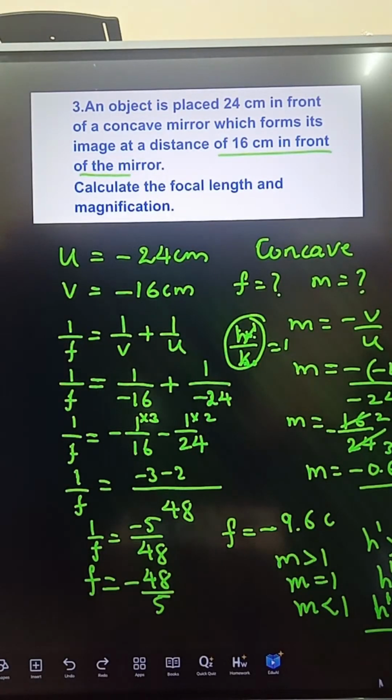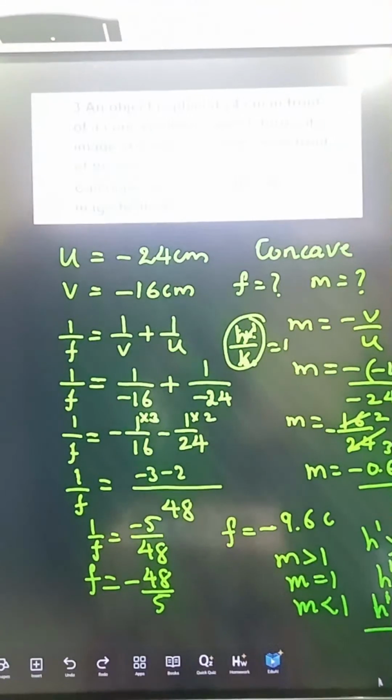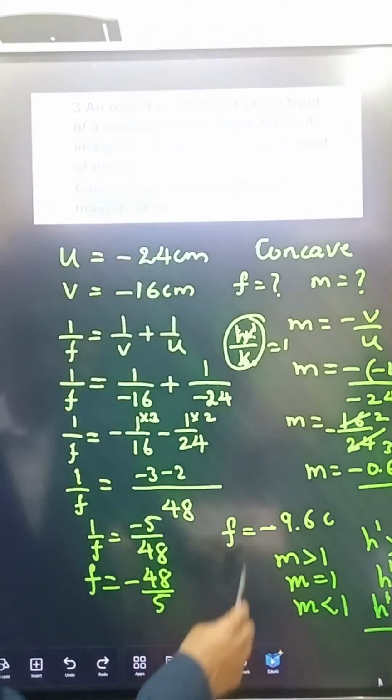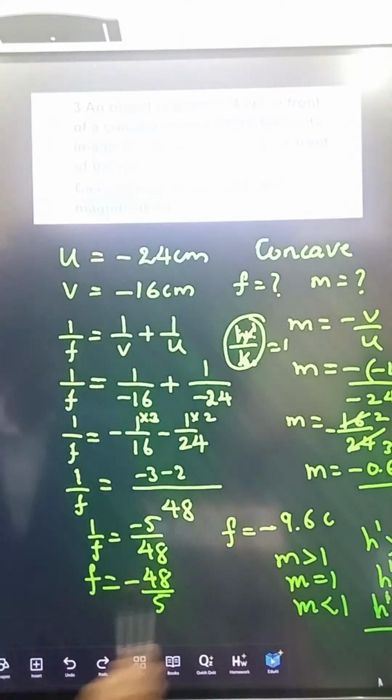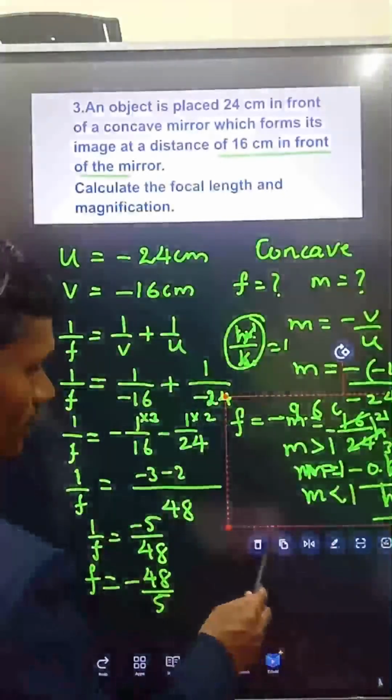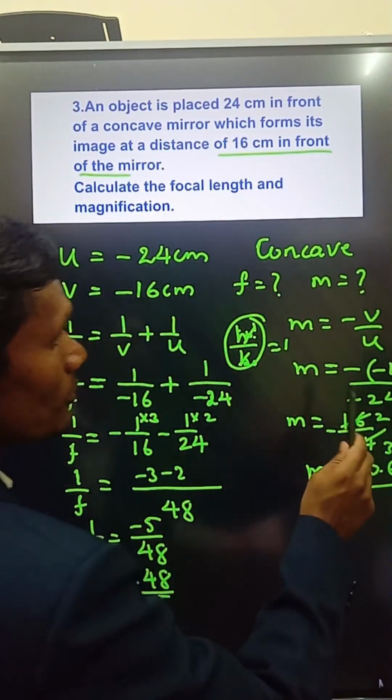I didn't get it. Okay, which one do you want, sir? How is m negative? Okay, I'll explain. Sure, m is negative. It is very simple. Don't get confused. I'll tell you here why m is negative.